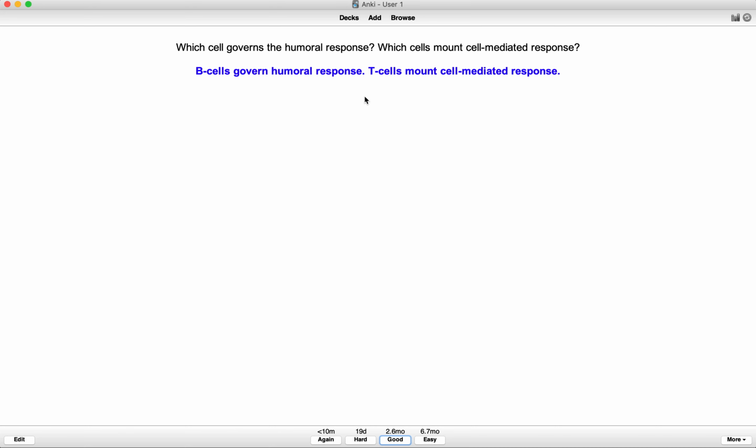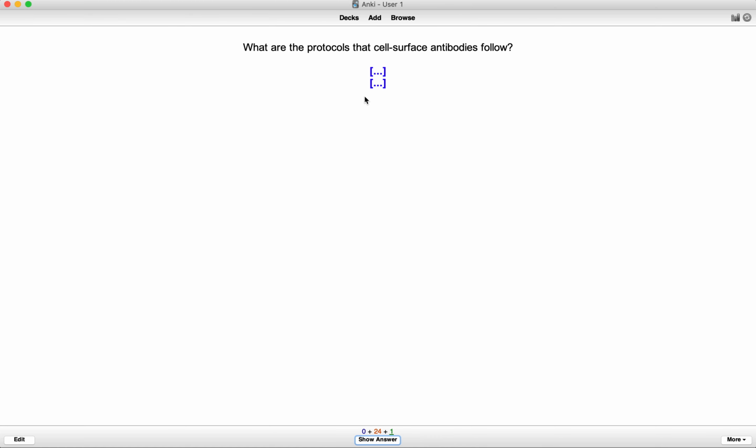B cells are humoral. Think B as humor. Okay, that's one way to recognize it.